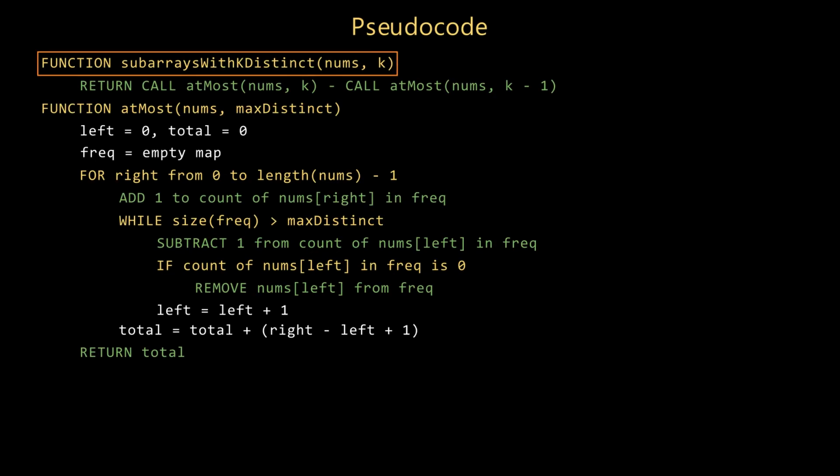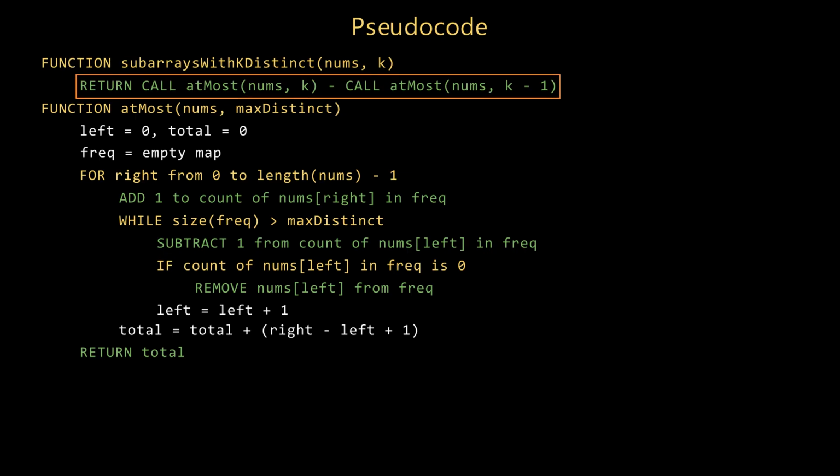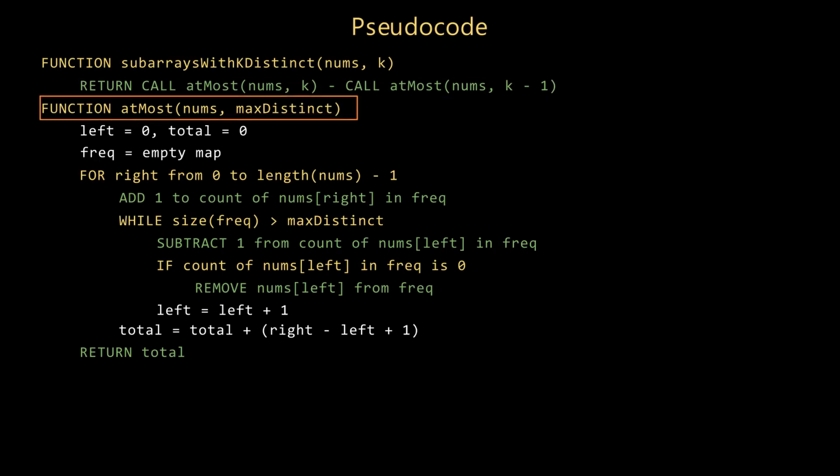The driver counts subarrays with exactly k distinct integers. Return at most k minus at most k minus 1. The helper counts subarrays with at most max distinct different values. Start with left at 0 and total at 0. Track frequencies in an empty map.